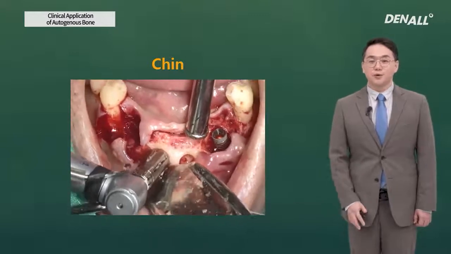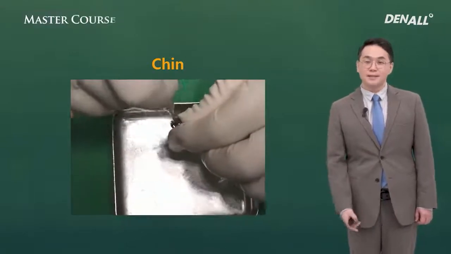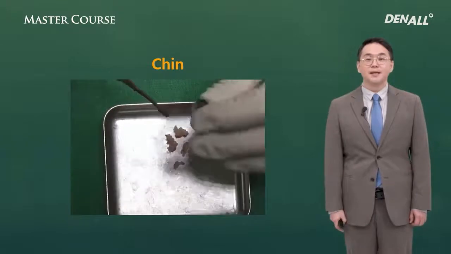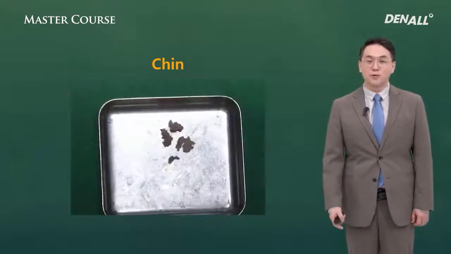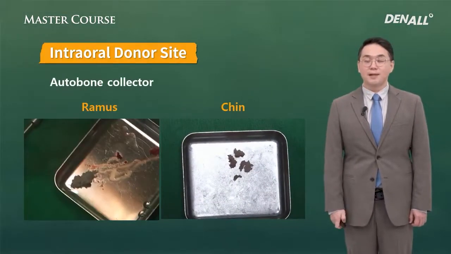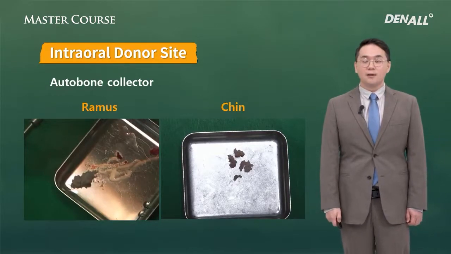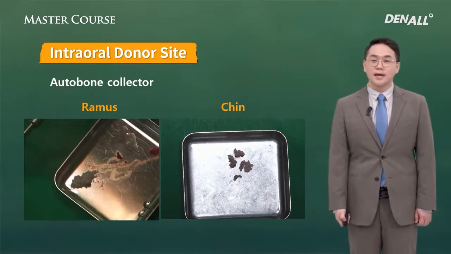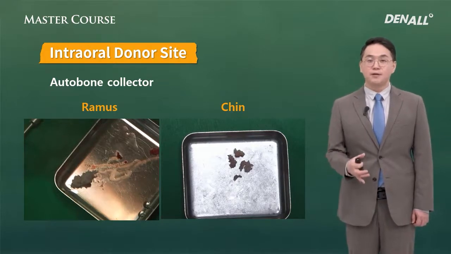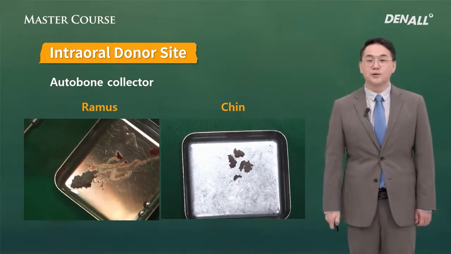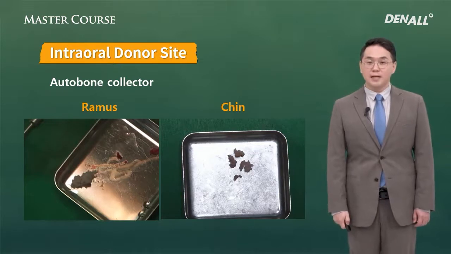This is the initial autobone collector model used in ramus. It had disposable plastic stoppers, but now it is made of metal and reusable after autoclaving. In this way, the autogenous bone can be harvested easily but not in large amount, but good enough to fill the bone defect around an implant.